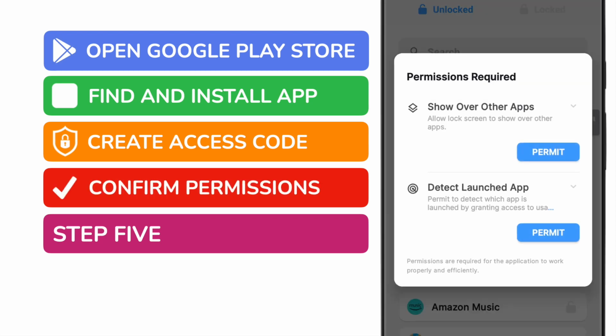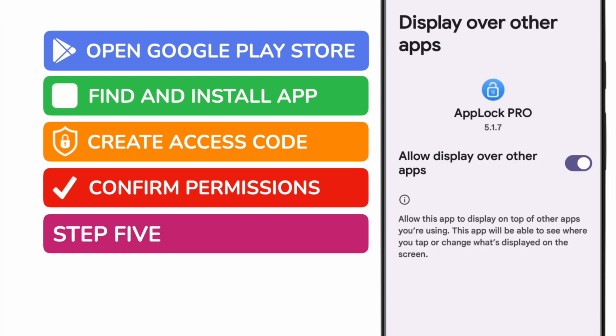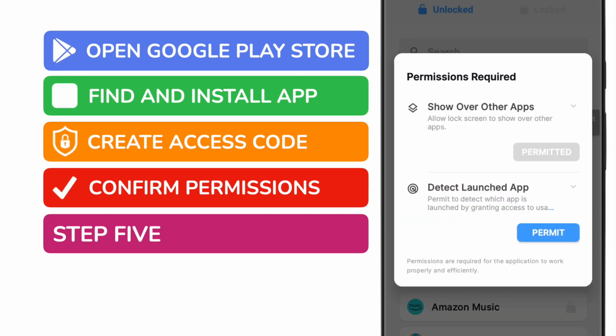Now, in order to work successfully, we need to give this app permission to do a number of things. So firstly, I'm going to give approval for it to display over other apps. And I can do that just by tapping the top permit button. This actually takes us into our app settings. And if I tap the App Lock Pro app, I can turn that on just by tapping the switch next to Allow Display over Other Apps. We're now returned to our permissions screen.